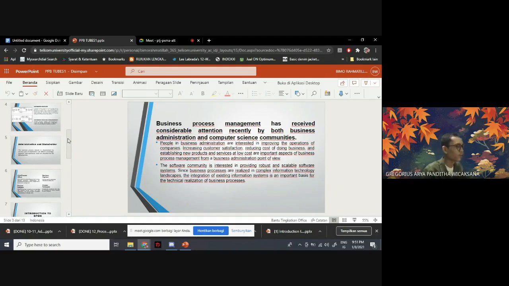And the software community is interested in providing robust and scalable software systems, since business processes are realized in complex information technology landscapes. The integration of existing information systems is an important basis for the technical realization of business processes.